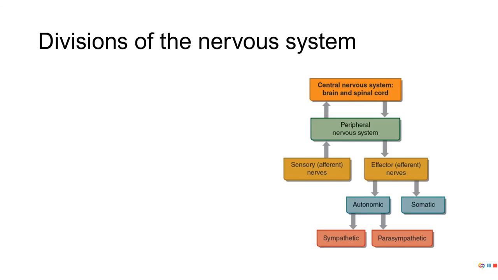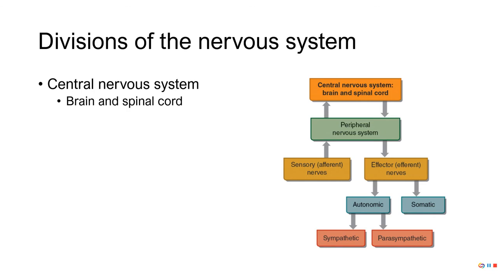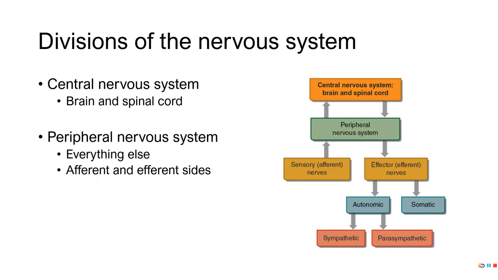So, divisions of the nervous system. When we think about it, the 2 main divisions are the central nervous system, which is your brain and your spinal cord, and then there's everything else, which is the peripheral nervous system. Now, like it says here, and like you can see in this flow chart, which is right out of your book, the peripheral nervous system includes efferent and afferent sides.